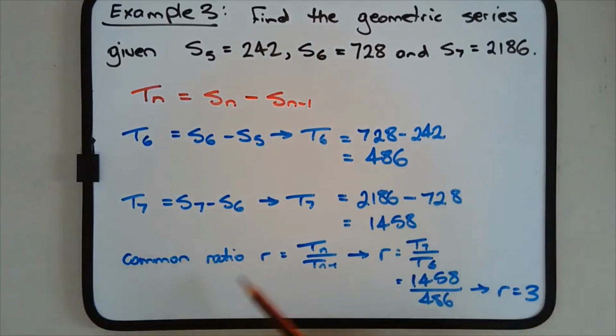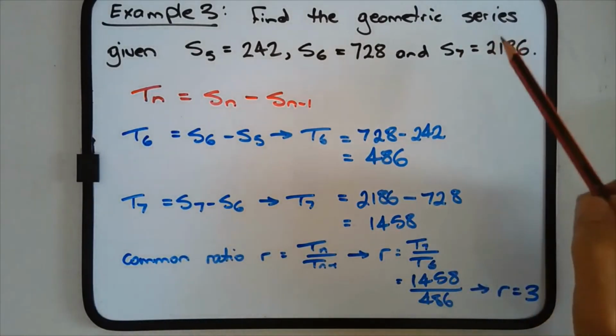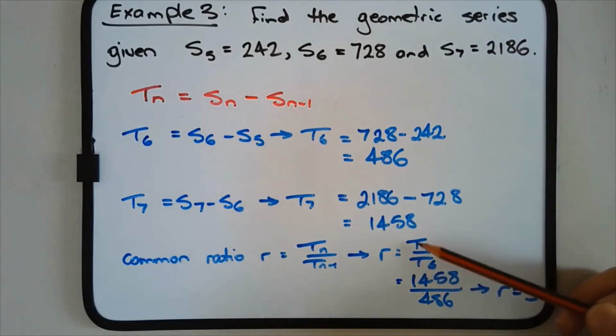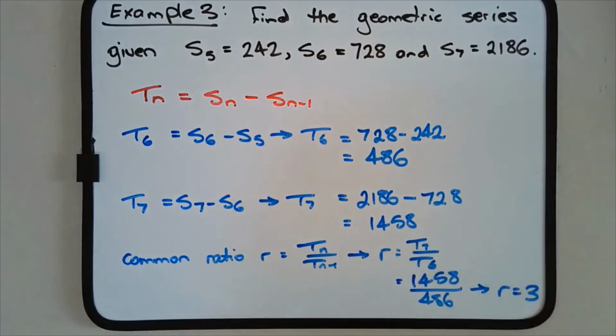Now the common ratio is found by taking a term and dividing it by the previous term. So Tn over Tn minus 1 is equal to R. Now we have T7 and T6, and we know that this is a geometric series or geometric progression. So the common ratio can be found by dividing T7 by T6. So R is equal to 1,458 divided by 486, and we get R equals 3.